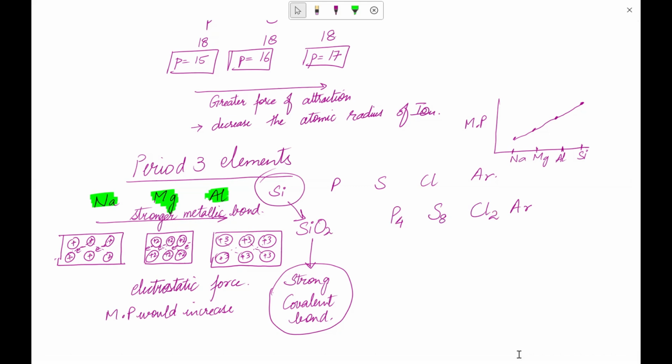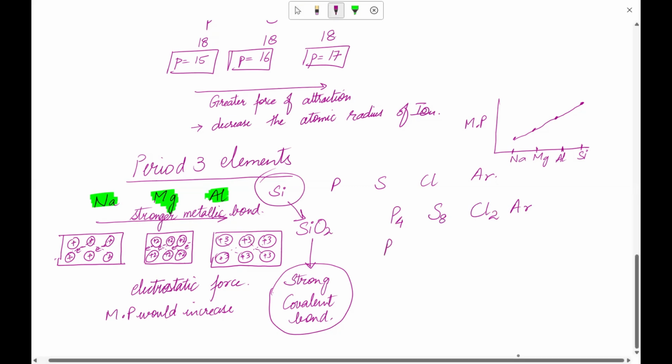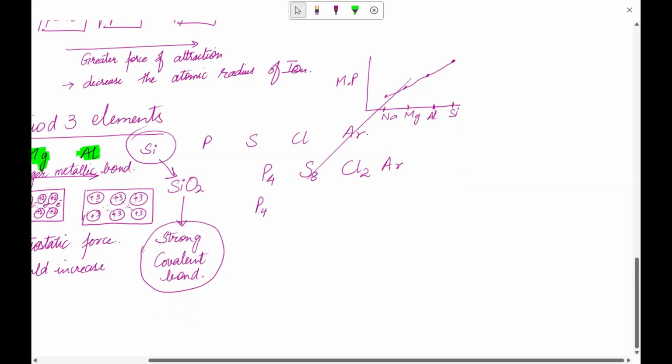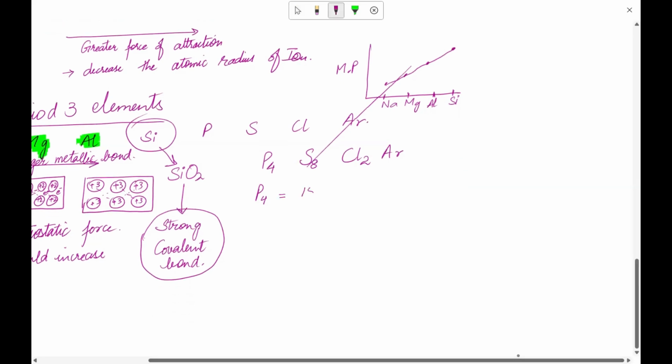Now, in order to look at the melting point, we have to see how many electrons are present among them. For four atoms of phosphorus, one atom has 15 electrons, so we multiply it by 4, and that becomes 60. Sulfur has 16 electrons, and we multiply it by 8, so that becomes 128. And chlorine has 17, so 17 multiplied by 2 is 34.